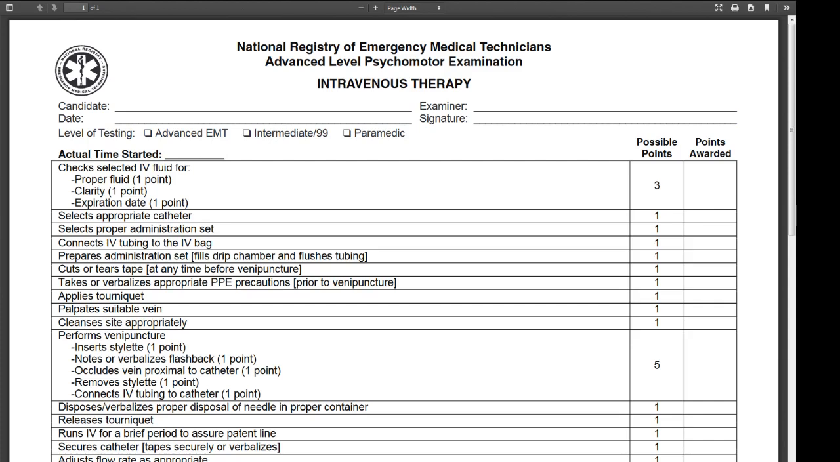National Registry of Emergency Medical Technicians. Advanced Level Psychomotor Examination. Intravenous Therapy.